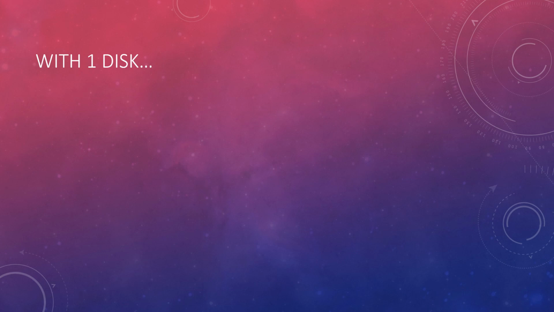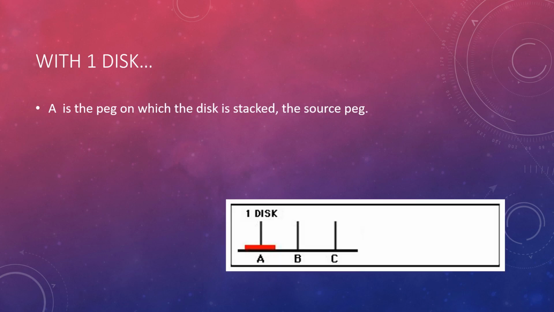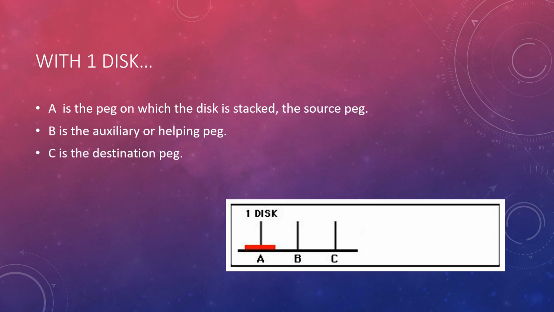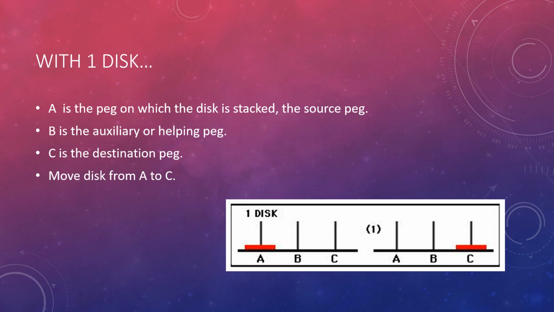So how to play the game with just one disk? A is the peg on which the disk is stacked. This is the source peg. B is the auxiliary or helping peg. C is the destination peg. But with one disk, we don't require a helping peg. Move disk from A to C. Done. The puzzle is solved. Total moves is 1.